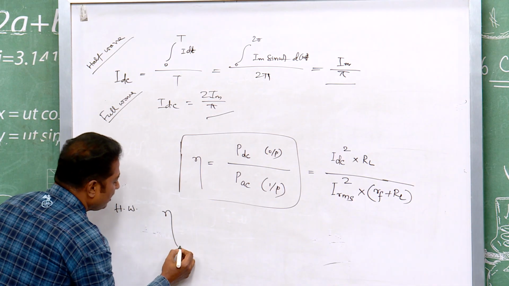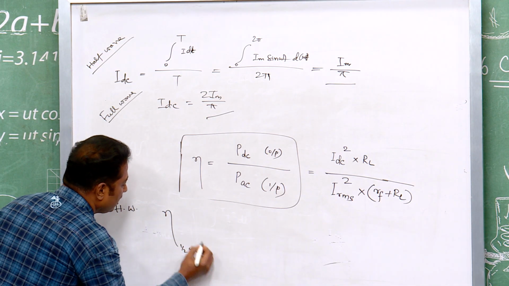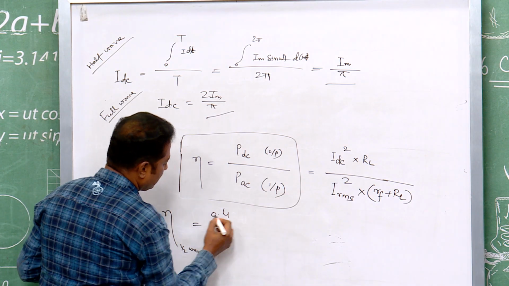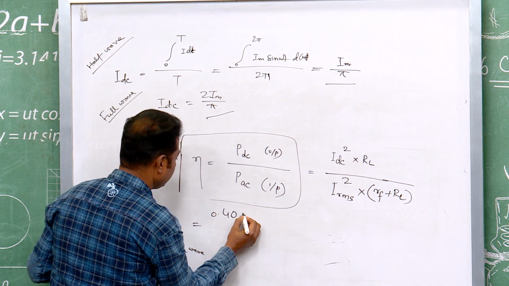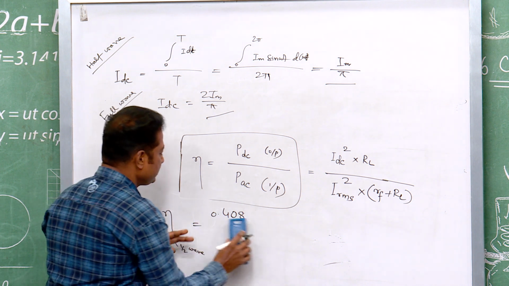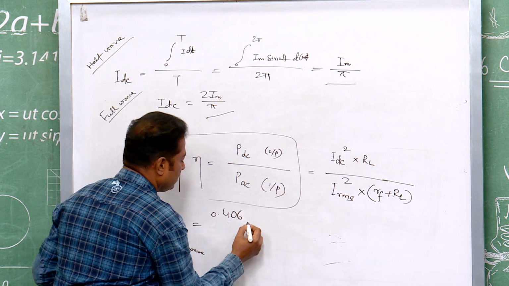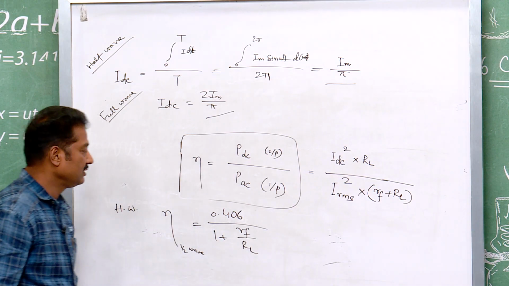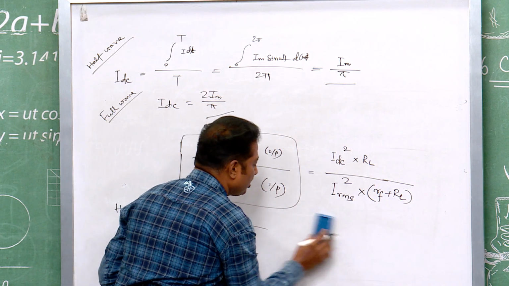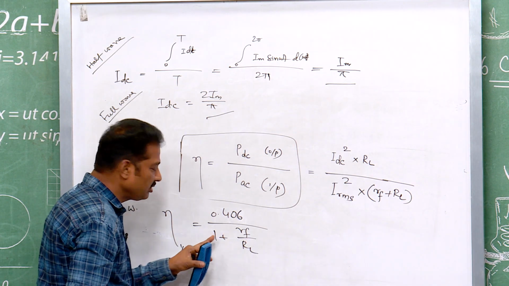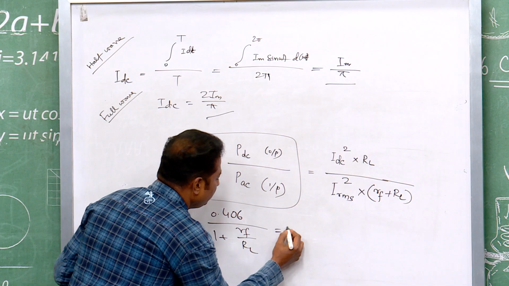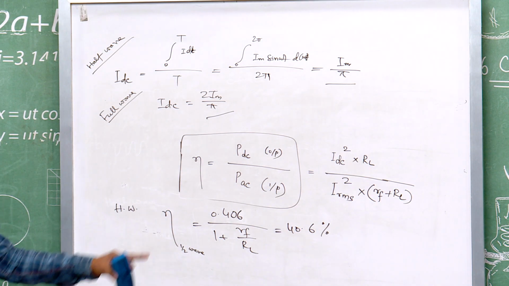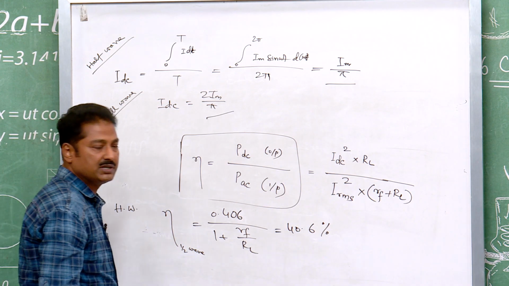You find for half wave, this will be 0.406 by 1 plus Rf by RL, and for ideal diode Rf is 0 and it will be 1. So, it will be 40.6%, means for half wave your efficiency is 40.6%.